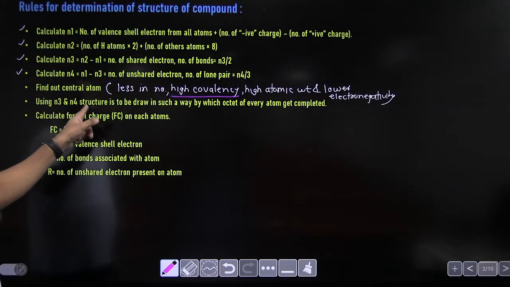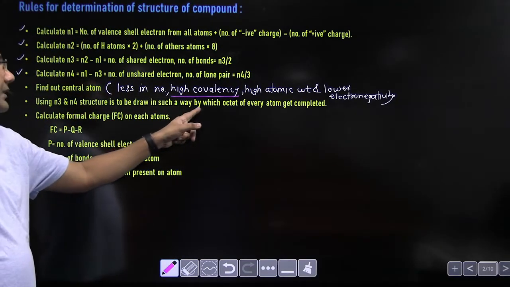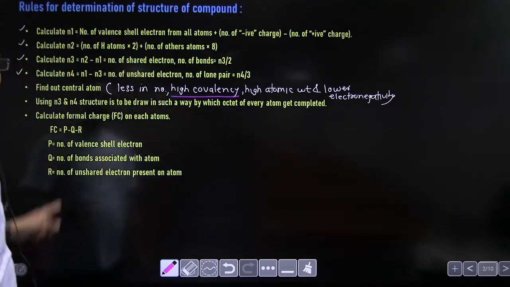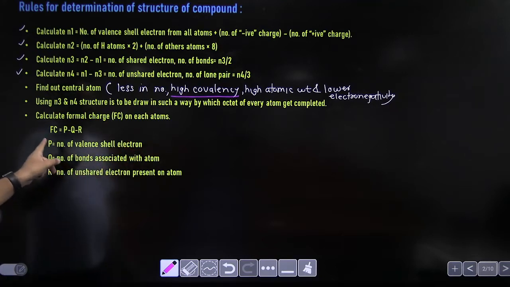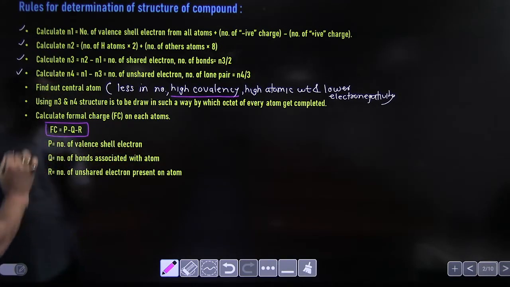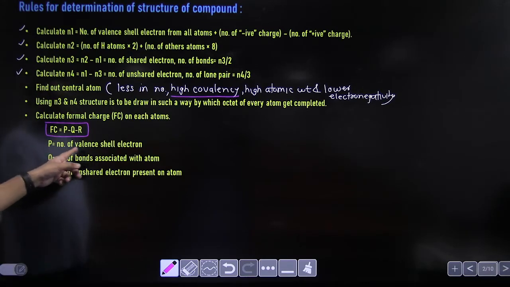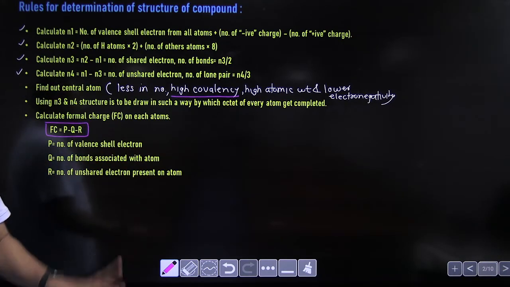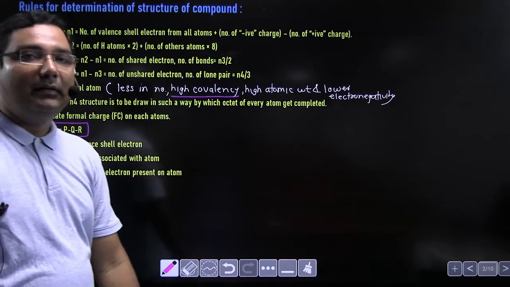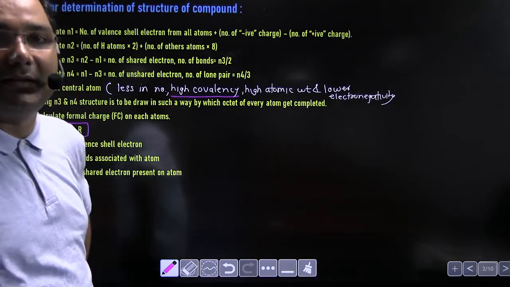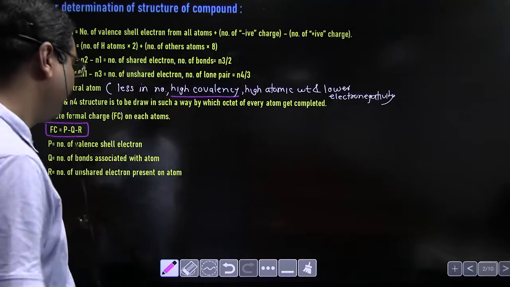Now using N3 and N4, the structure is to be drawn in such a way that the octet of every atom gets completed. And then we have to find the formal charge. Formal charge equals P minus Q minus R. P is the number of valence electrons, Q is the number of bonds associated with the atom, and R is the number of unshared electrons present on the atom. I am giving you an example. With the help of an example, you will find the structure determination rules very easily.